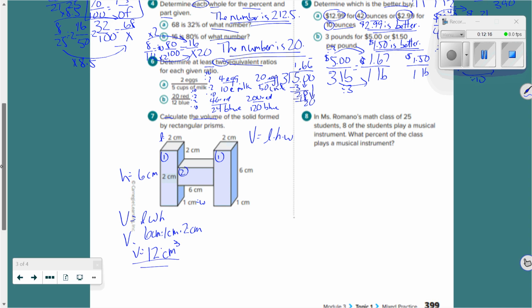Number 2, if I look at this, I have a length of 6, a width of 2, and a height of 1. Oh, actually, that's the same as the other 2, isn't it? 1, 2, and 6. So I can take this one number and multiply it by 3, because all 3 of them have that same volume. That gives me 36 cubic centimeters. Make sure you use the correct unit.